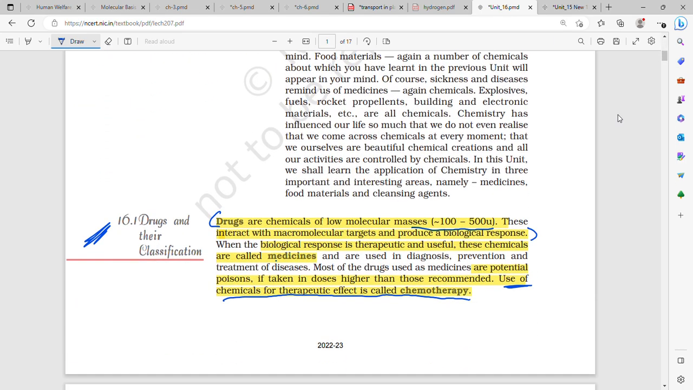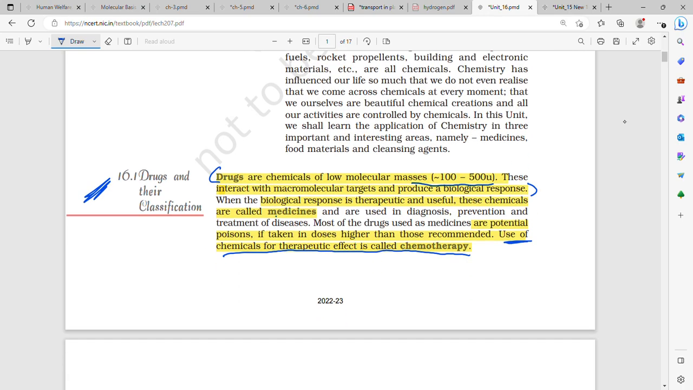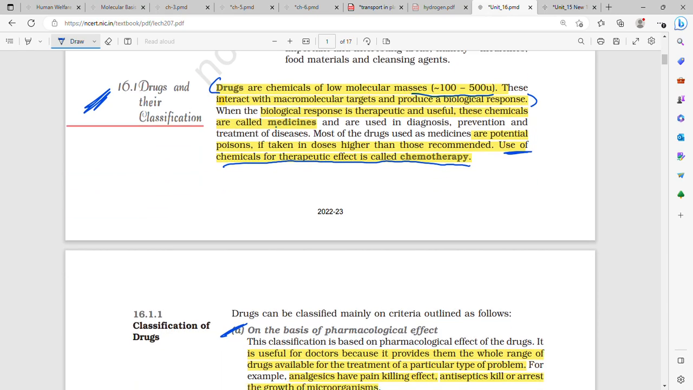We will be studying chemistry in everyday life. Drugs and their classification. Drugs are chemicals of low molecular mass, that is 100 to 500 u. They interact with macromolecular targets and produce a biological response. If this biological response is useful and therapeutic, then these chemicals are called medicines, and they are used in diagnosis, prevention and treatment of diseases. Most of the drugs which are used as medicines are potentially poisonous if we take them in higher doses than those which are recommended to us.